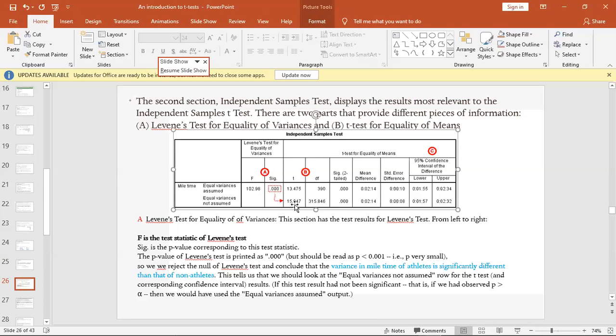Here the t-test value is 15.047, and the significance is less than 0.01, and the mean difference, the difference between the running time of athletes and non-athletes, is shown. Here you can also see the confidence interval is this one.